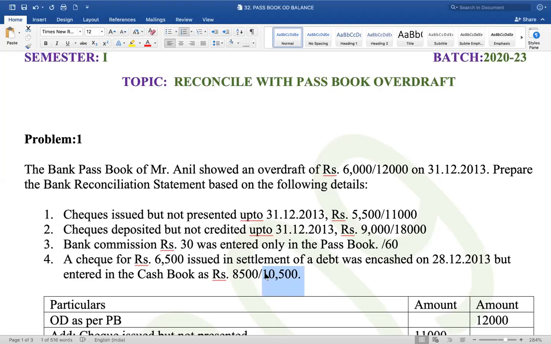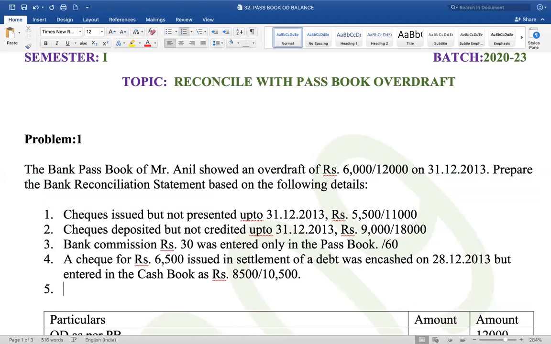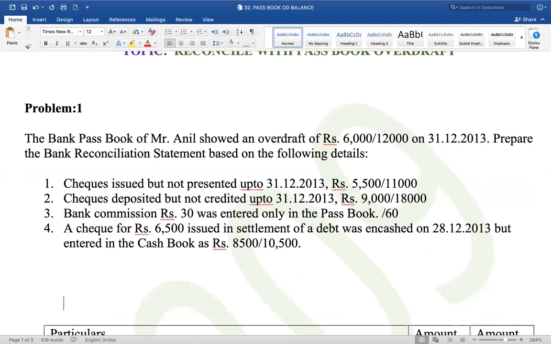Now, the bank passbook of Mr. Anil showed an overdraft of rupees 12,000 on 31st December 2013. Look at this one, the second figure I'm reading. Prepare the BRS, bank reconciliation statement. Now we will prepare the bank reconciliation statement.